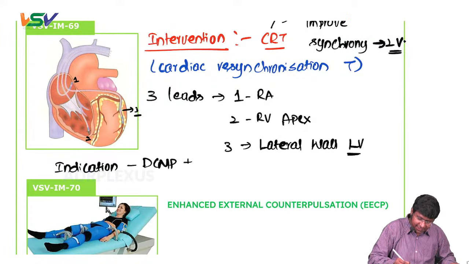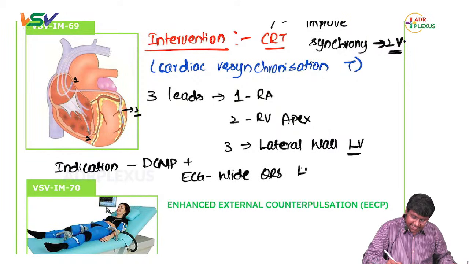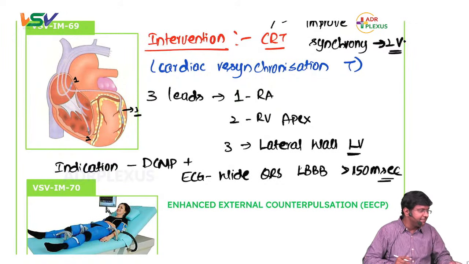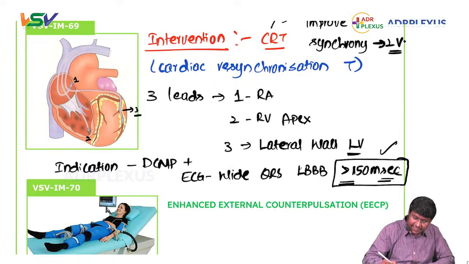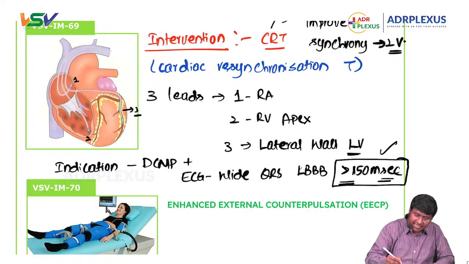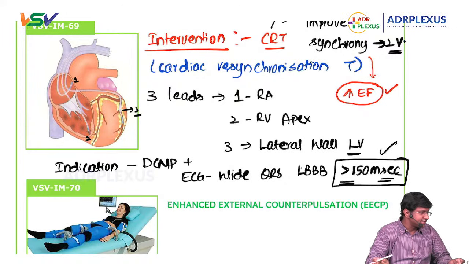Along with DCMP, the ECG should show a wide QRS complex, and this should be an LBBB pattern with QRS complex more than 150 milliseconds. So that is the indication for the placement of cardiac resynchronization therapy. What this cardiac resynchronization therapy will do is improve the ejection fraction of the patient. That is what the CRT does. That is about the CRT.